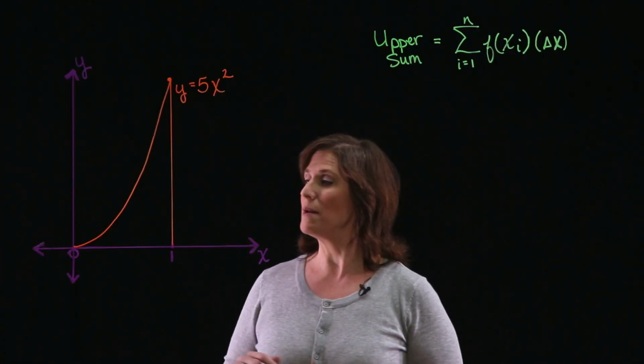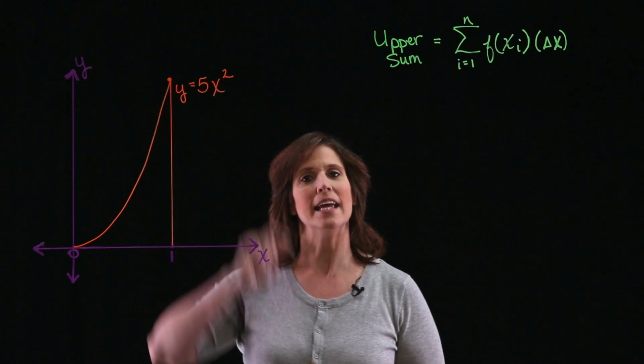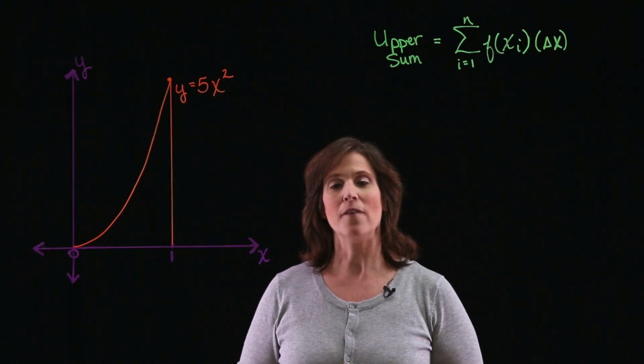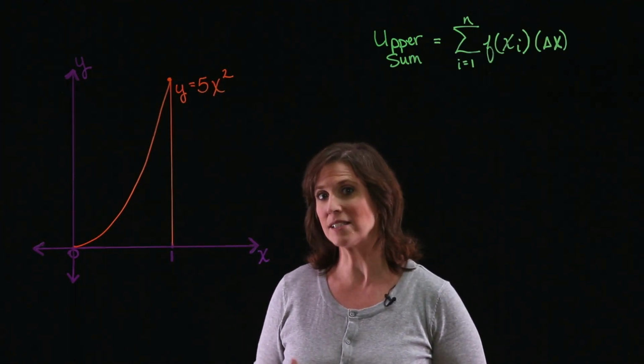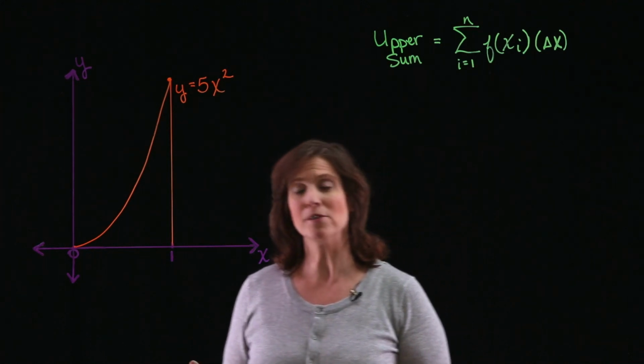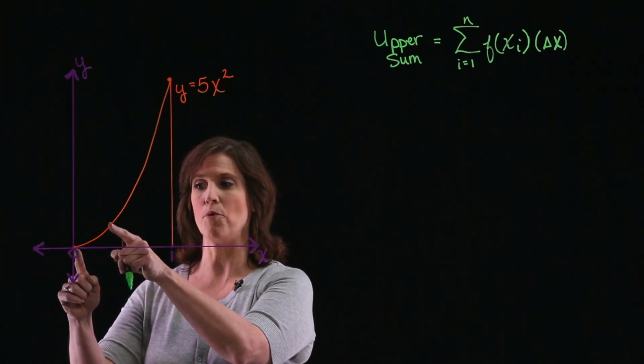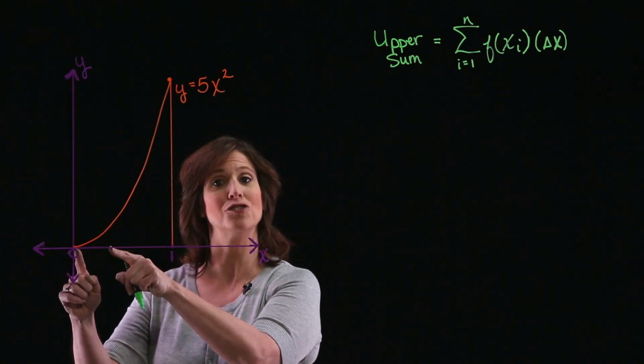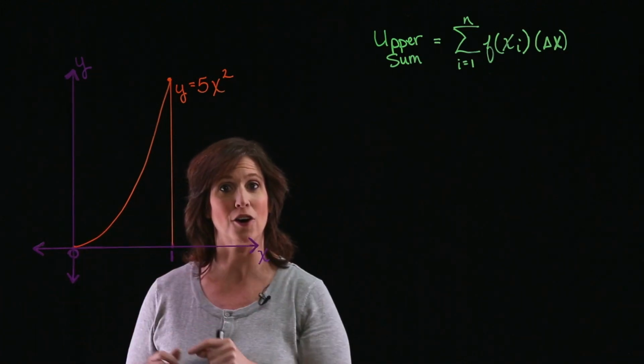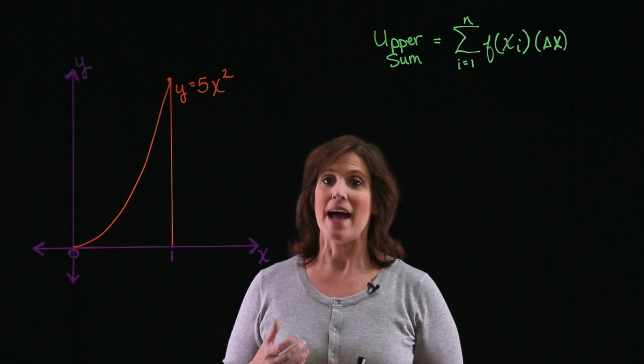We're going to be finding upper and lower sums to help us get an approximation of the area under the curve y equals 5x squared, bounded by 0 and 1, and the x-axis. The first thing I want to notice is that my function is an increasing function. So if I'm going to use rectangles to approximate this area, an upper sum would be found by using the right endpoint, because notice if I use a right endpoint, my rectangles will have a larger area than the area under my curve.